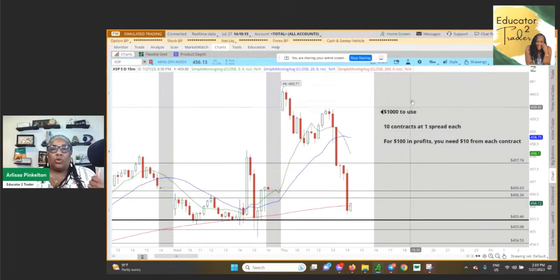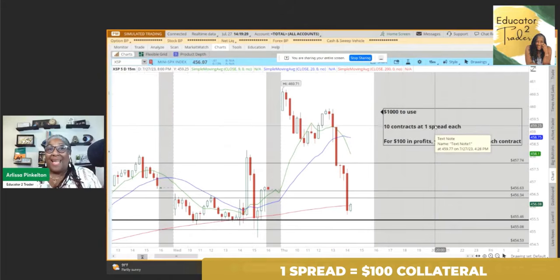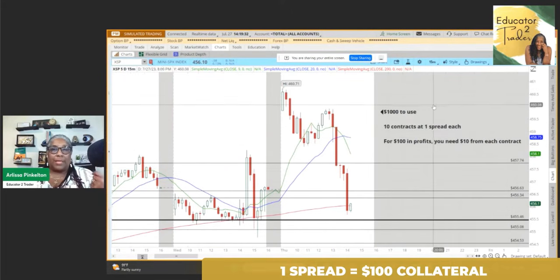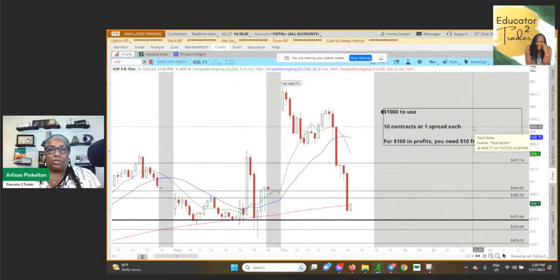But you want to do at least 10 contracts, right? That's going to use $1,000. Here's how the collateral works. A one spread is going to require $100 of collateral minus whatever you take in premiums. I always just go with the flat spread. I don't figure in the premium and the collateral piece because it's just easier for people to understand. If it's a one spread, the broker's going to take $100 of collateral. A two spread, the broker's taking $200 of collateral. A five spread, the broker takes $500 of collateral. That's just the way that works.